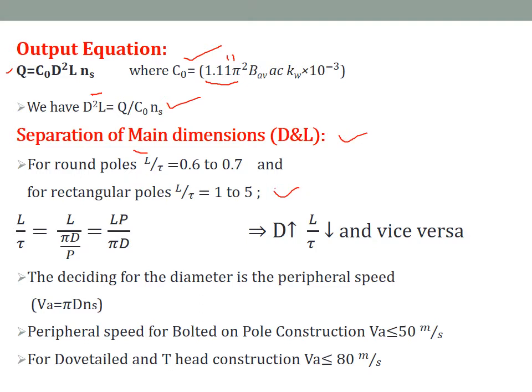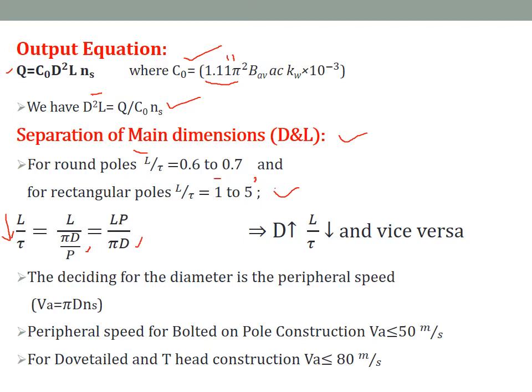L by tau is nothing but pi D by P, so L by tau is equal to L into P divided by pi D. Here, as D increases, the L by tau ratio decreases. If the diameter is large, the L by tau ratio is less. If the diameter is less, the L by tau ratio is large. So here we have to select from 1 to 5.